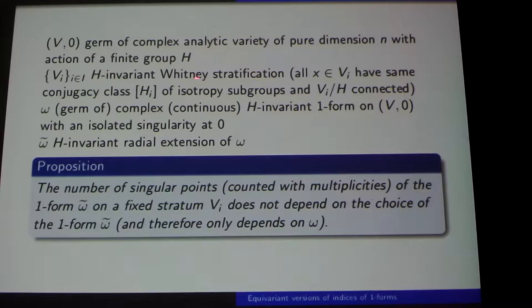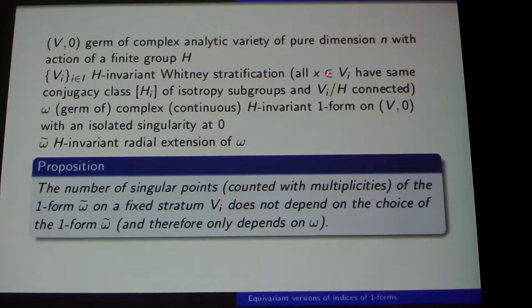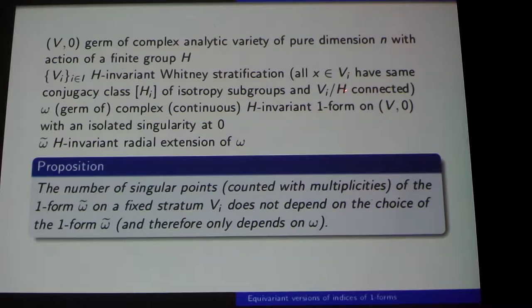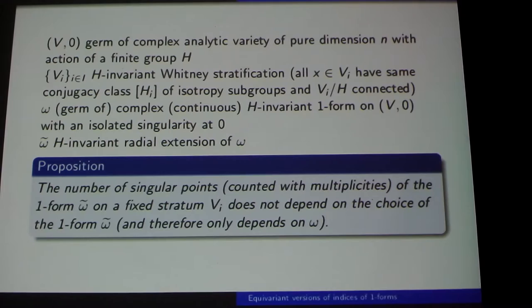We consider an H-invariant Whitney stratification. This H-invariant Whitney stratification means that all x in the stratum V_i have the same conjugacy class H_i of isotropy subgroups, and the quotient of V_i by H is connected. You get such an H-invariant Whitney stratification from an arbitrary Whitney stratification, and then you take unions and closures of strata, and they are transformed under the group action.